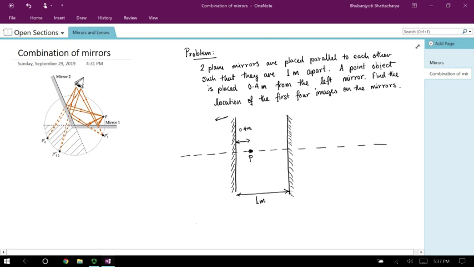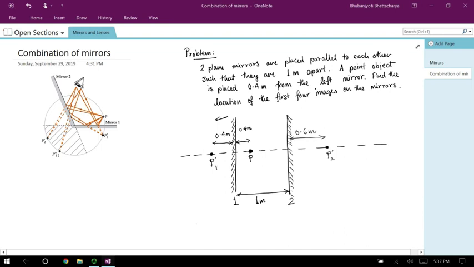So as you can tell, let's call this mirror 1 and this mirror 2. P will form P1 prime, which will be somewhere over here, and that P1 prime will be at a distance 0.4 meters from mirror 1. And similarly, P will form an image somewhere over here, which we will call P2 prime, and P2 prime will be at a distance 0.6 meters from the second mirror.